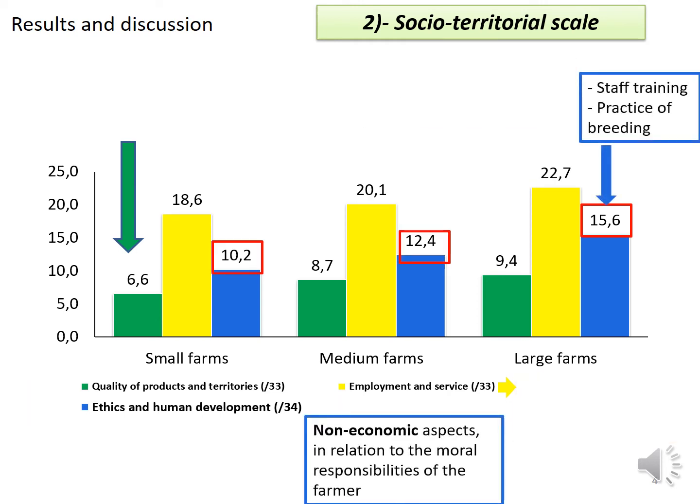The same for the ethic and human development component, which represents the moral and ethical responsibilities of the farmer. Large farms stand out thanks to indicators related to livestock activity and staff training.